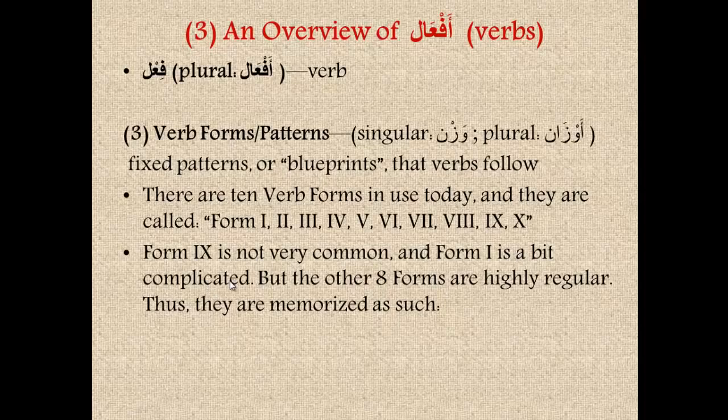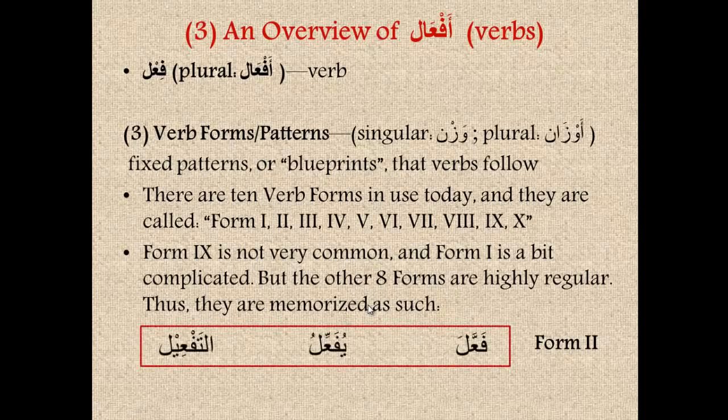By that, I mean form 1 has many different variations within it. But the other 8 forms, forms 2, 3, 4, 5, 6, 7, 8, and 10 are highly regular. They are highly regular and highly standard. Thus, they are memorized as such, and I would encourage you to memorize them as well. We memorize them like this. Form 2, فَعَلَ يُفَعِلُ التَّفْعِيل. Just like that. Form 2, فَعَلَ يُفَعِلُ التَّفْعِيل, as an entire set.